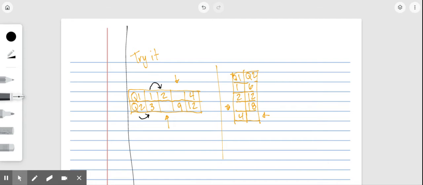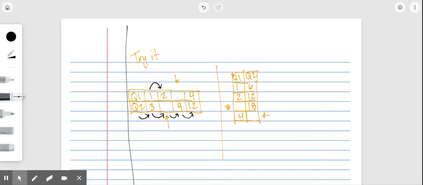1, 2, then something, then 4. It looks like I very well might be counting by 1s. And then on the bottom, I've got 3, something, then 9, then 12. So again, it looks like I'm counting by 3s.